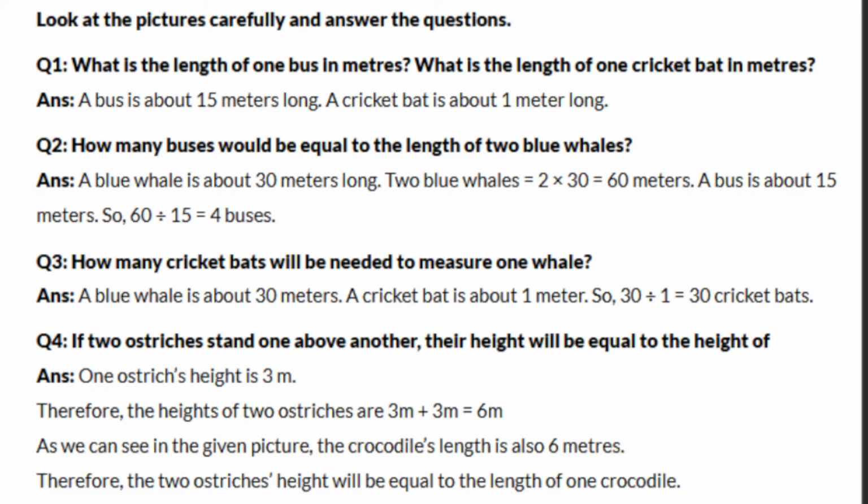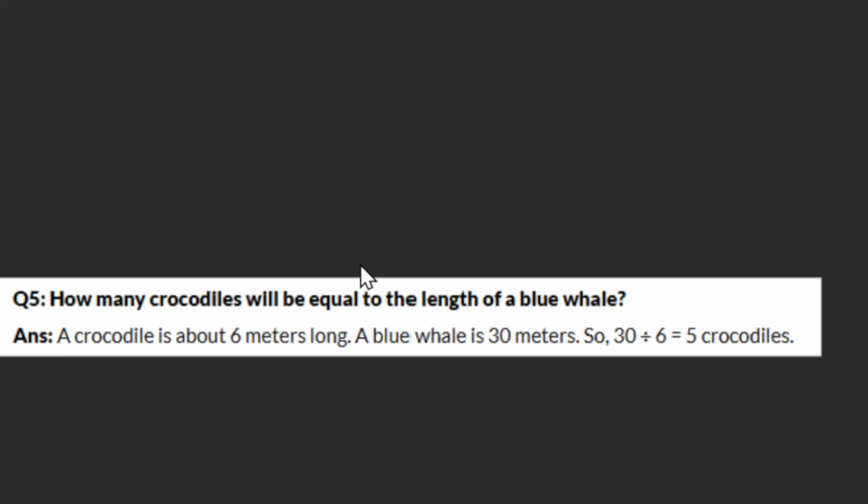Next, as we can see in the picture, the crocodile length is also 6 meters. Therefore, two ostriches' height will be equal to the length of one crocodile. Yes, correct. The last one: how many crocodiles will be equal to the length of a blue whale? The crocodile is about 6 meters. A blue whale is 30 meters. So 30 divided by 6 is 5 crocodiles.